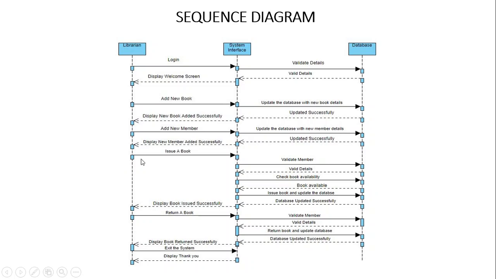Now if the librarian wants to issue a book, at that time the librarian needs to enter the name of the book and the user ID of the member. After that, the system sends both these details to the database to validate them. The database validates the member details. If the details are valid, then the database sends a valid details message back to the system.